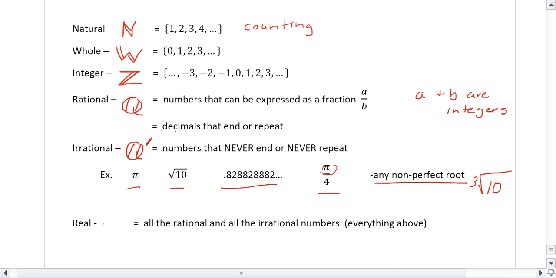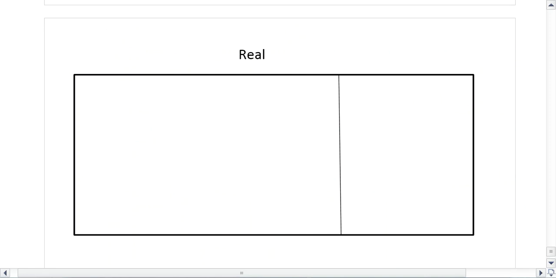And then the last group we're going to look at is designated by a funny capital R, meaning all real numbers. The real numbers are all the rationals and the irrationals, everything that we've listed above. What fits outside the set of real numbers are imaginary numbers, and that is to be studied later on in Algebra 2.